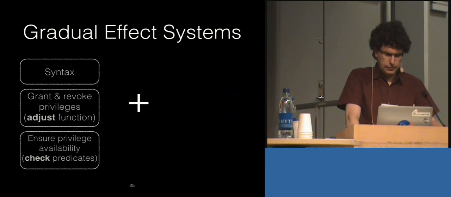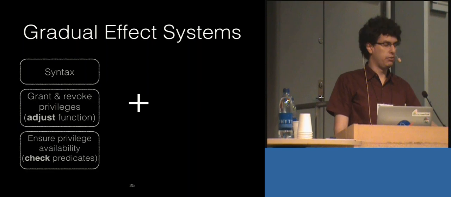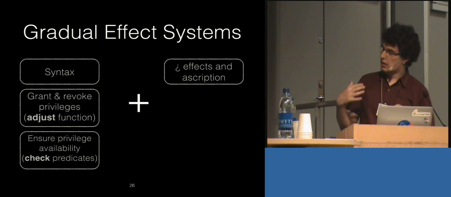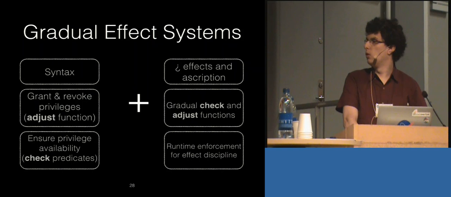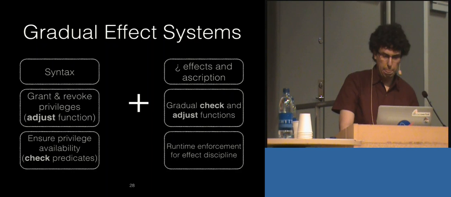So our intuition was that we could take this framework and extend it. We would add a notion of unknown effects and make the ascription explicit. We would introduce a notion of gradual check predicates and adjust functions, and also provide the runtime enforcement of the effect discipline when there was not enough static information.